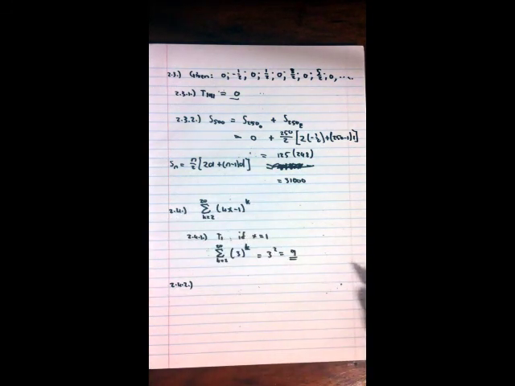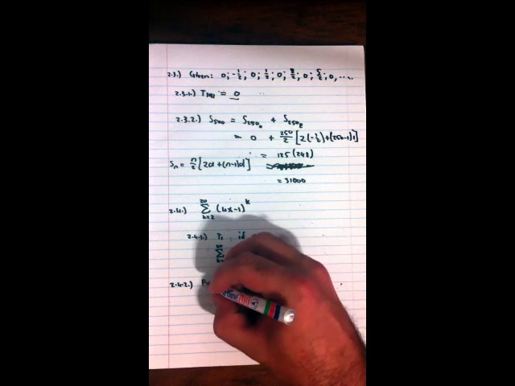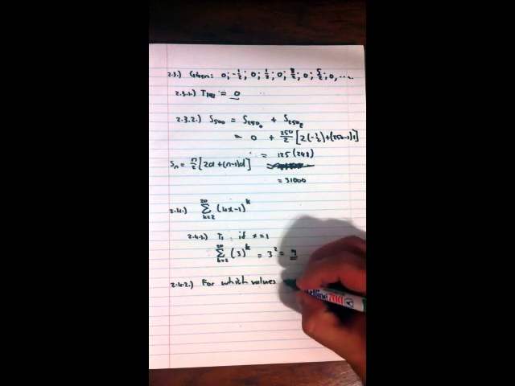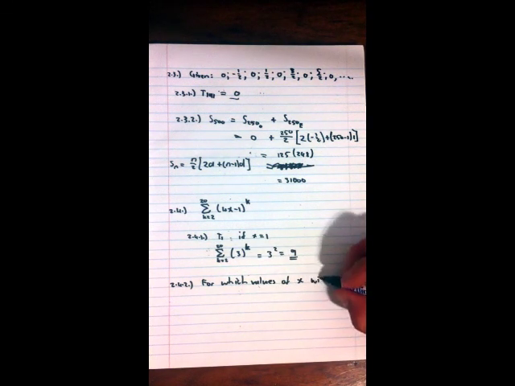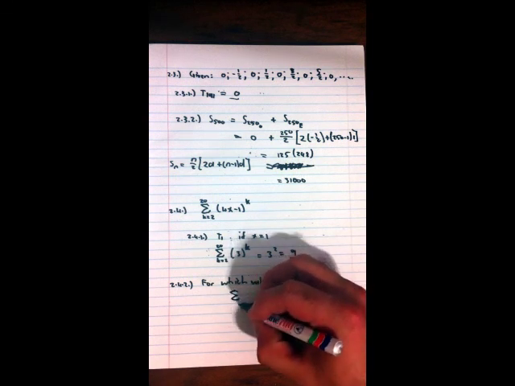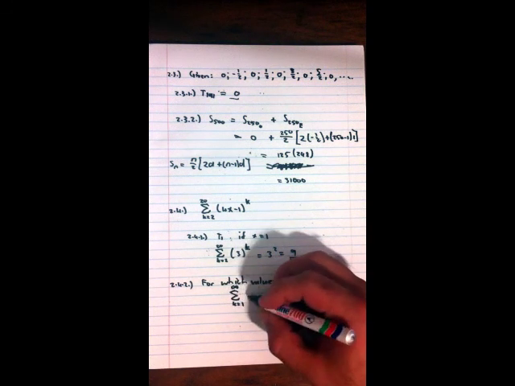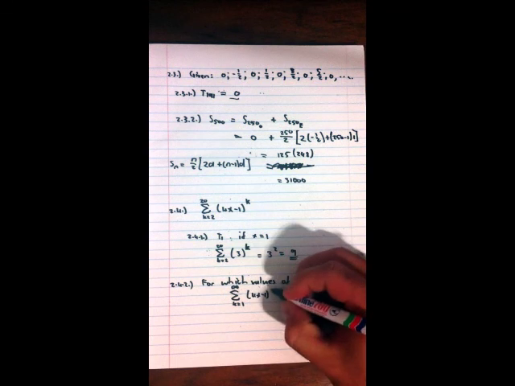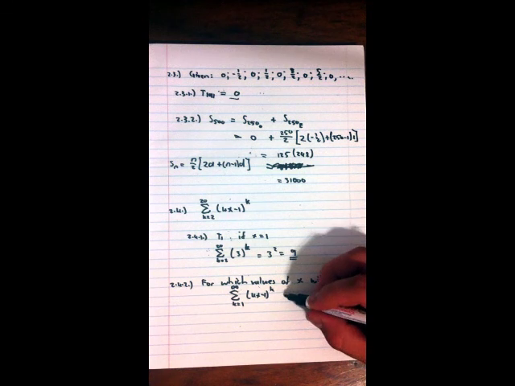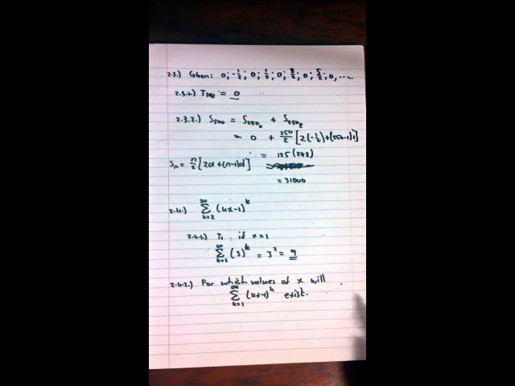2.4.2. For which values of x will this, let me just rewrite that, will this sum, k equals 1 to infinity of 4x minus 1 to the power k, exist? So for which values of x will this expression exist?